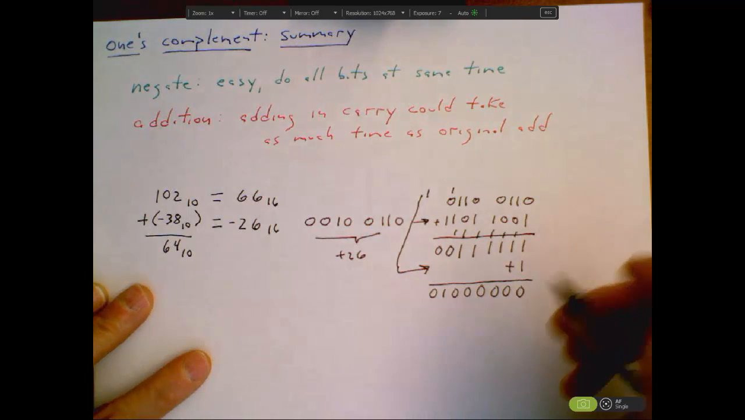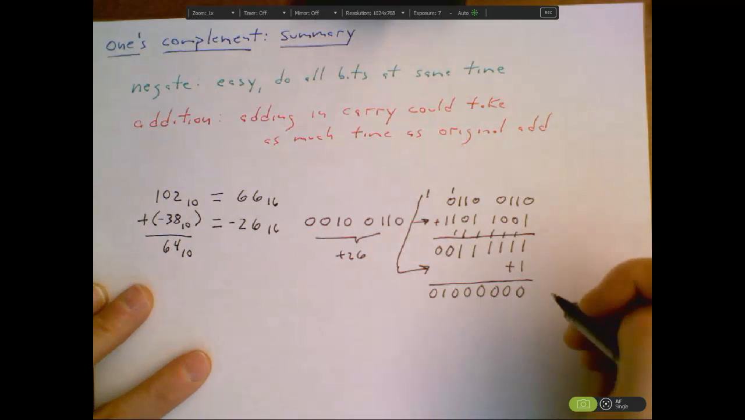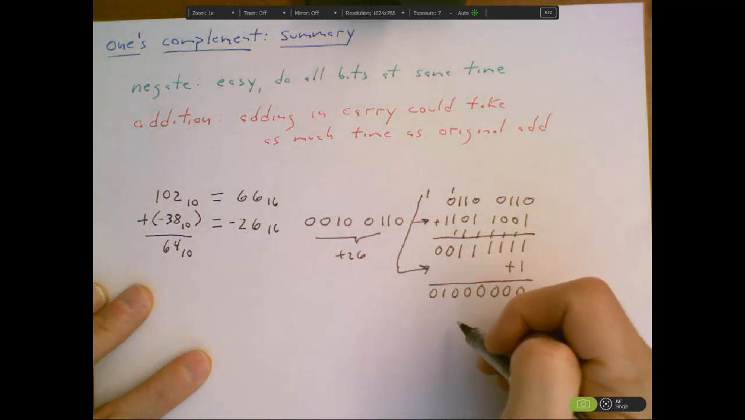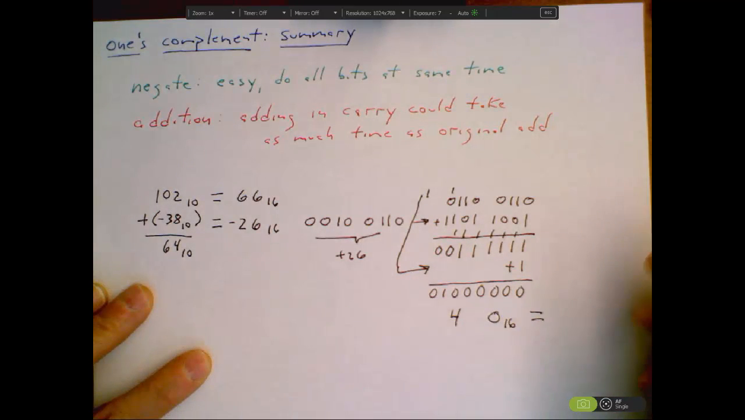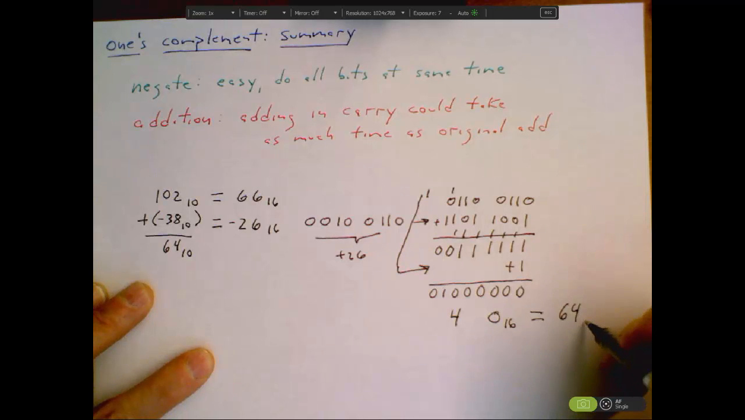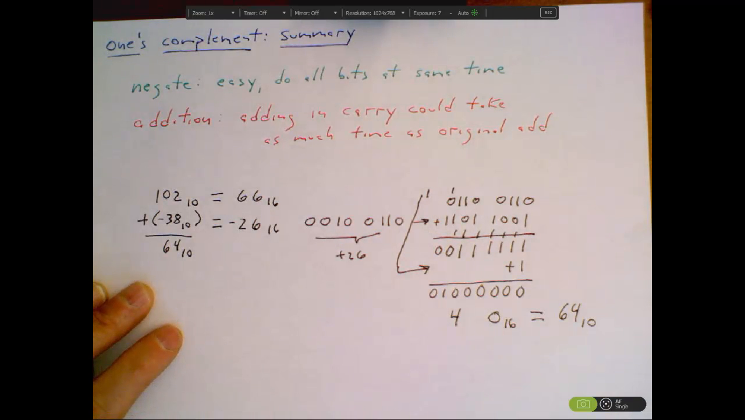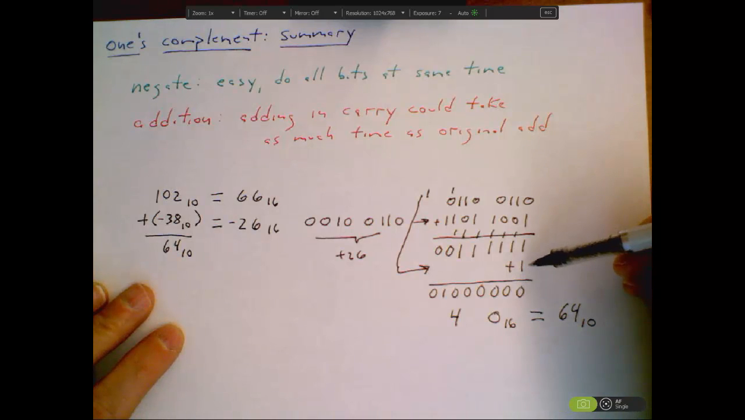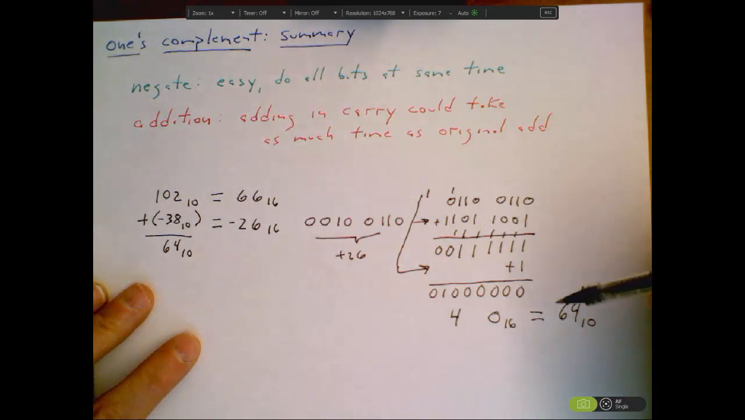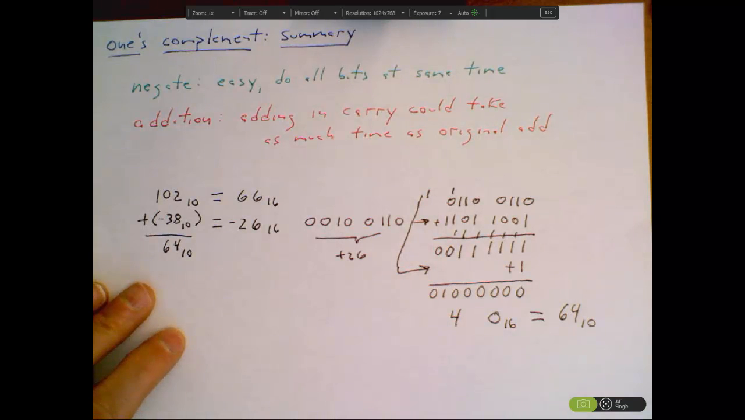Okay. And what is that in hex? In hex that is a 4, and that is a 0. So in fact, this is the expected answer of 64. But again, the point here is that the second add can take just as much time as the original add, because that addition of a 1 in the rightmost position, even though it's just being added to the rightmost position, it can ripple across as we get carries out the left.